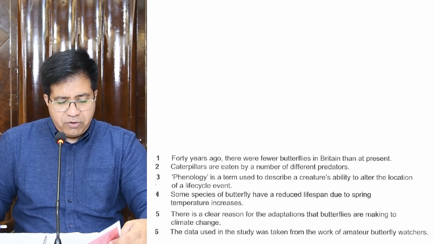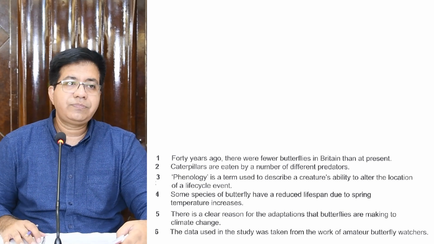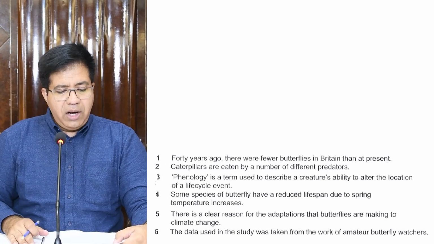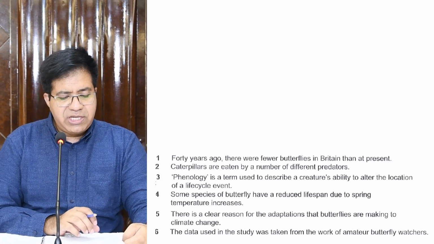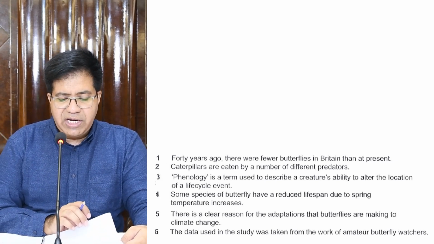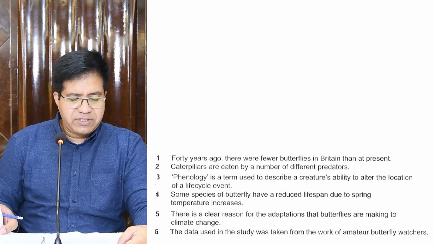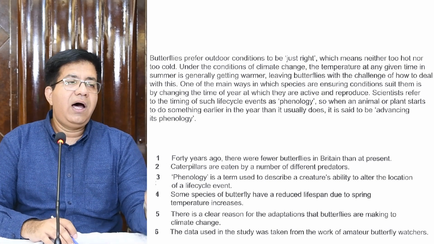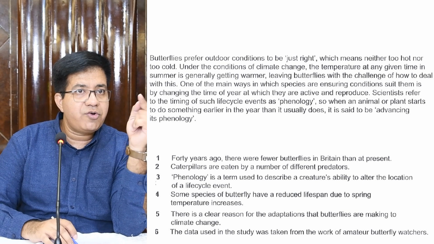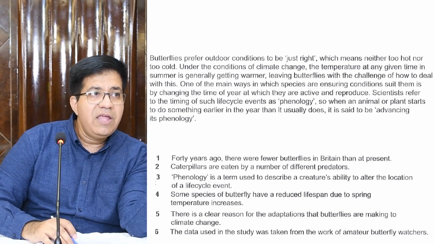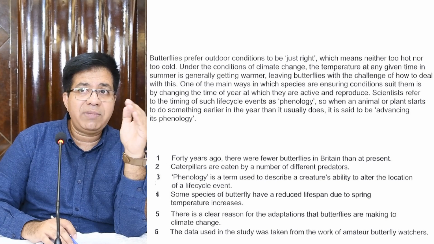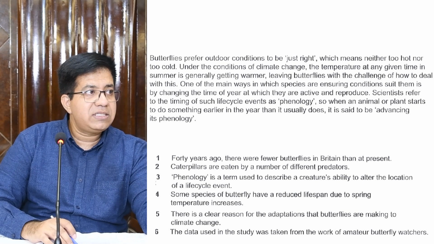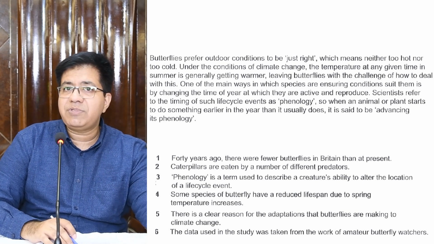Now we come back, look for this phenology. Well done. And you noticed one. All right, now we've got question number 3. Phenology is a term used to describe creatures' ability to alter the location of a life cycle event. So third paragraph, and we've got the word phenology there. Remember, whenever you find a word, don't read from there onwards. You need to come back and see where is the last full stop. Sometimes you read from the last full stop and you don't understand. Then go back one sentence more. Right? Sometimes the answer is all before the word, sometimes it is after the word.